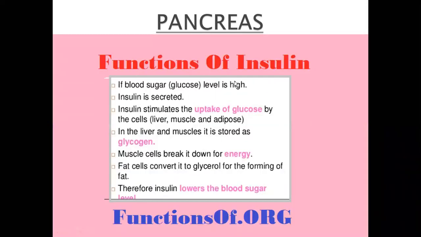Function of insulin. What does insulin do? When the body's glucose level rises, it is controlled by the hormone insulin. Where does insulin work? In the liver and muscles, it stores glucose in the form of glycogen with the help of the liver. Next, muscle cells break it down for energy. Fat cells convert it to glycerol for the forming of fat. Therefore, insulin lowers the blood sugar level.